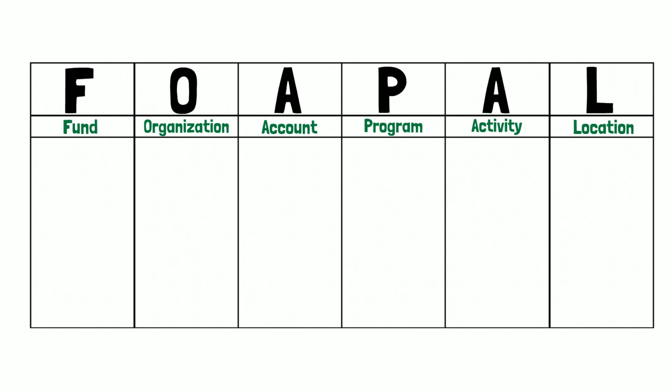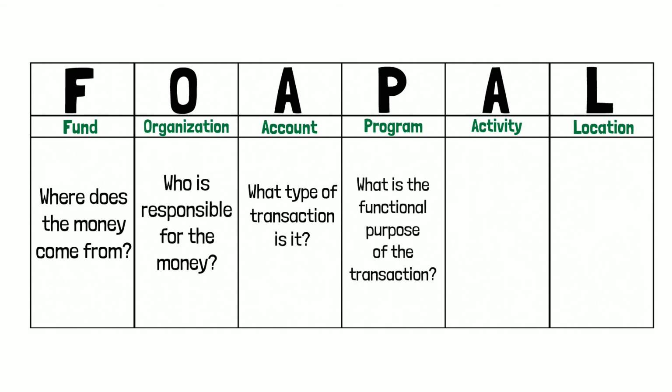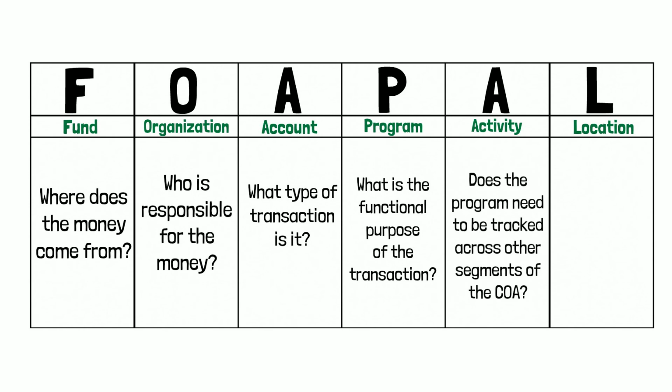Fund describes where the money comes from. Organization addresses who is responsible for the money. Account details what type of transaction it is. Program describes the functional purpose of the transaction. Activity asks, does the program need to be tracked across different orgs, funds, etc.? And location details if the transaction is specific to a campus.